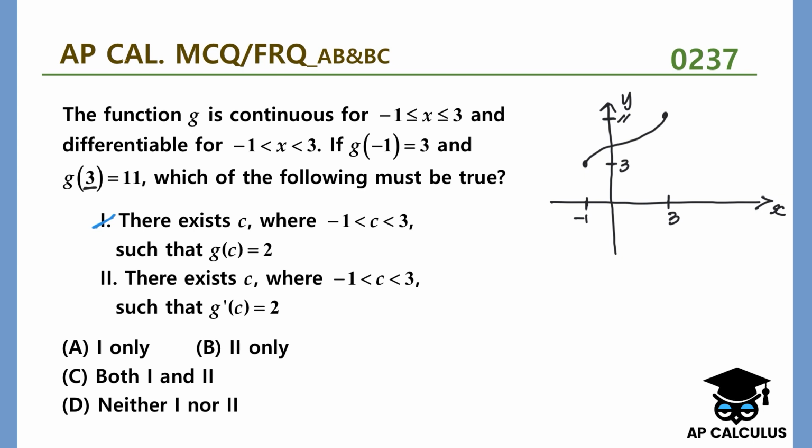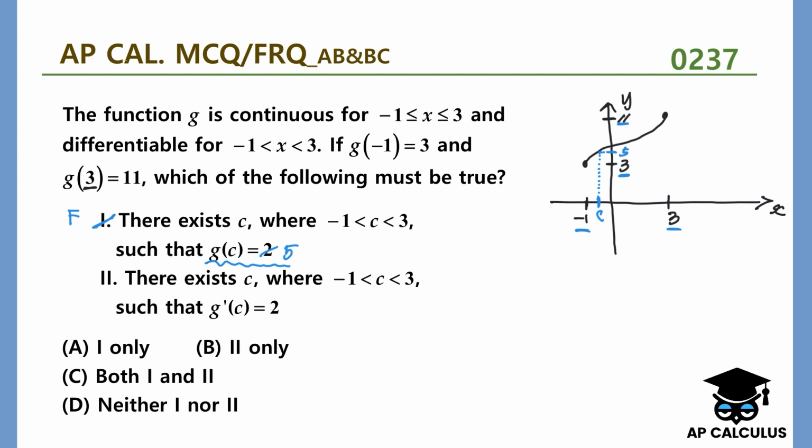Does that make sense? If g of c is not 2, but let's say this is 5, then this is true, right? Because if a function value is 5, which is between 3 and 11, then let's say 5 is here, then there exists c between -1 and 3 such that g of c is equal to 5, right? But since 2 is not between 3 and 11, this is not true. So this is false, okay?